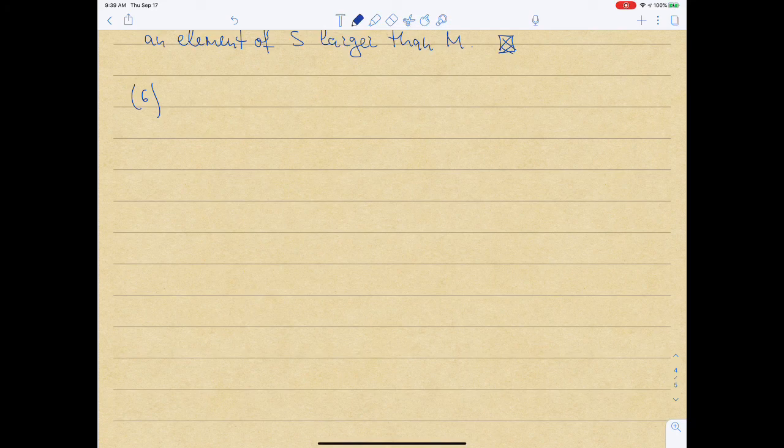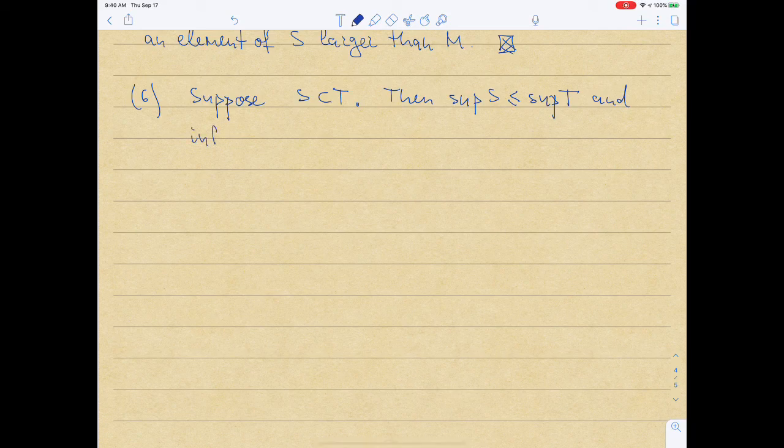So let's suppose that I have two sets. S is a subset of T. So then, supremum of S is going to be less or equal than the supremum of T, and the infimum of S is going to be greater or equal than the infimum of T. This is probably clear, but let's try to prove this nevertheless. And the proof is going to be really short.